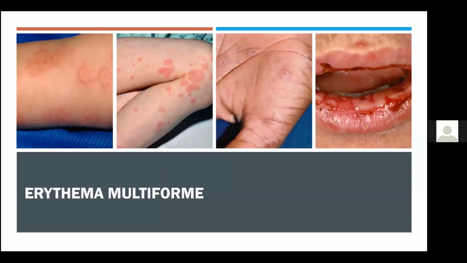And these pictures show the multiple typical target lesions that you usually get in acral distributions on your legs and arms, and can even involve the palms. And then mucosal erosion and crusts on the lips can occur with erythema multiforme major. This is usually acute and self-resolving, but it can be recurrent as well.